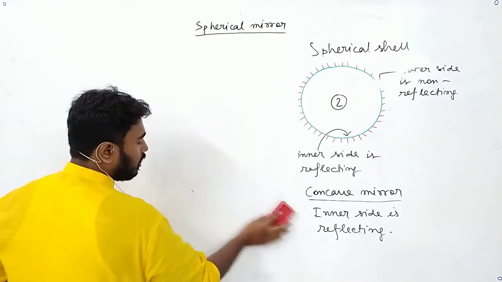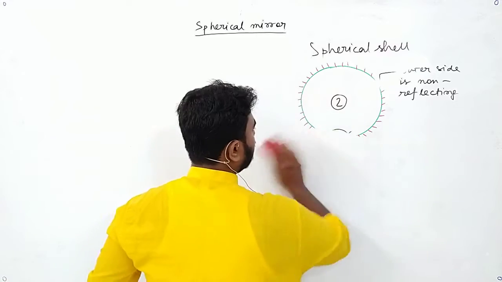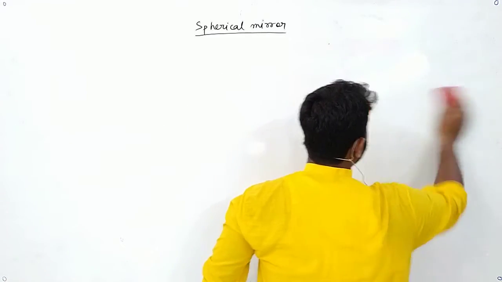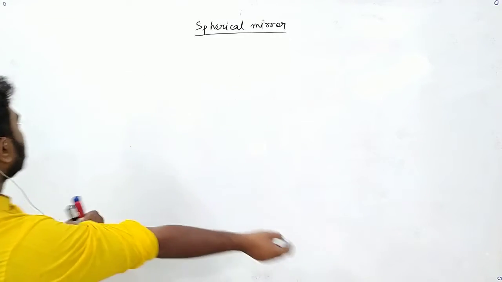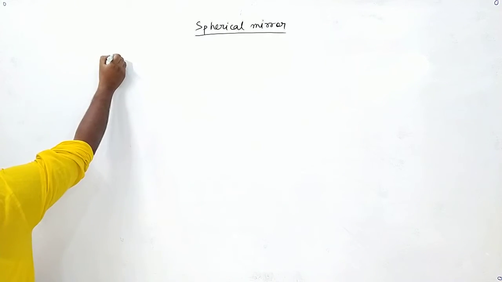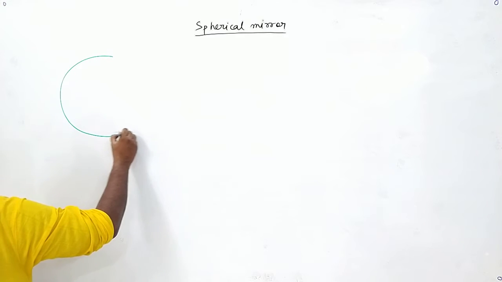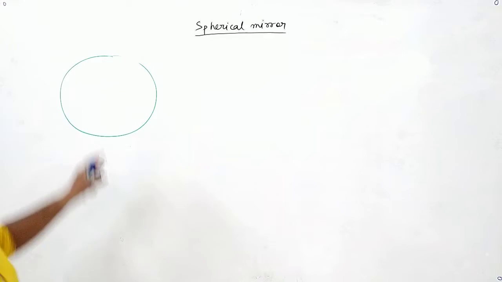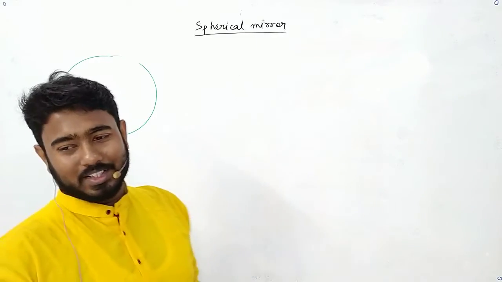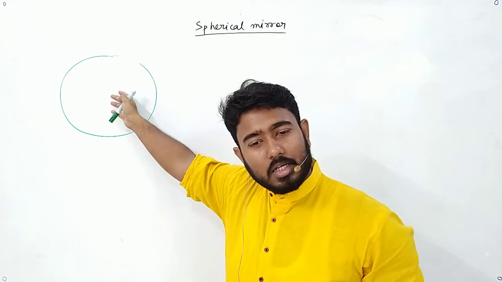Suppose I take one spherical shell. Okay, suppose I take one spherical shell. See this one. Suppose I take a spherical shell like this one. Okay, this is a sphere. I cannot draw a perfect sphere, that's why it's looking like this, but remember this is a sphere.